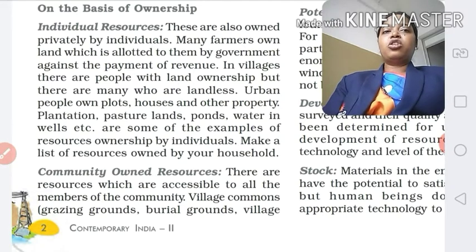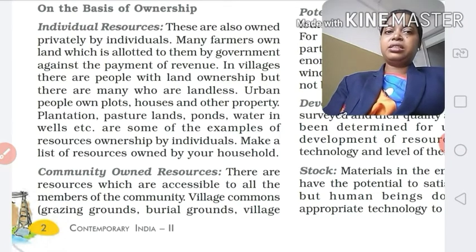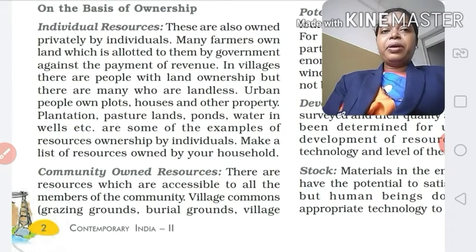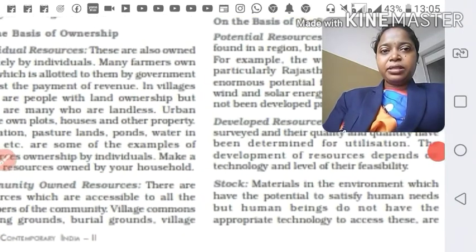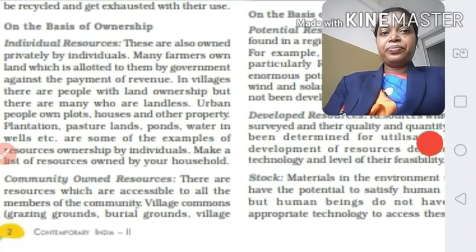Okay. So in villages there are people with land ownership, but there are many people who are landless. So they take the land from government and they pay the revenue. Okay. Urban people have their own plots, houses, and other properties. Okay.